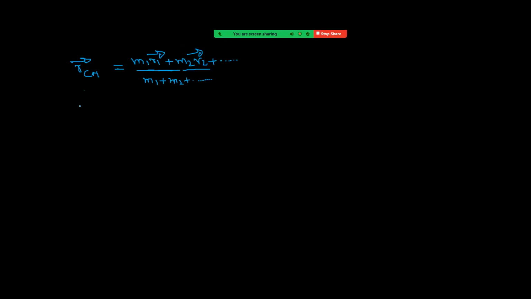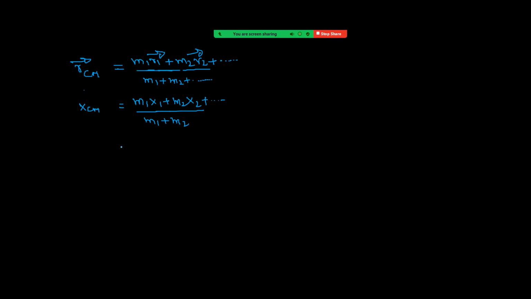If you want the x coordinate, x CM is equal to m1 x1 plus m2 x2 plus and so on, upon the total mass. That means what we are doing here is multiplying the mass of one particle with its position coordinate. Take it like this for each and every point mass.